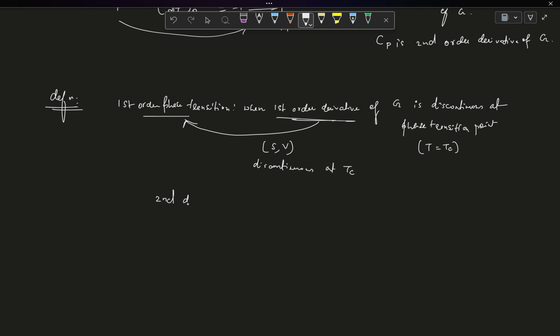And so the second derivative of Gibbs free energy, which in this case is the specific heat. Okay, so specific heat is also the first derivative of entropy S. So if your S is discontinuous at Tc, then C will be going to infinity.